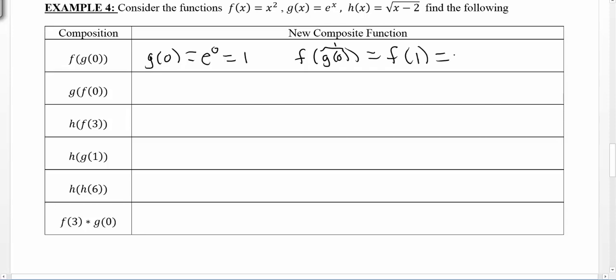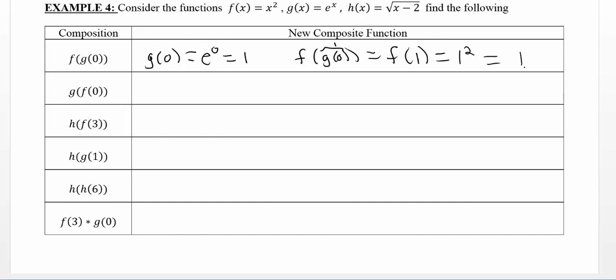F of 1 means I'm going to go to my f function, and I'm going to plug in a 1 wherever I see an x. So that's 1 squared, which is 1. And again, if you go back to the original composition, we ended up with e to the 2x. And if we had plugged in a 0 there, we would have also gotten 1.